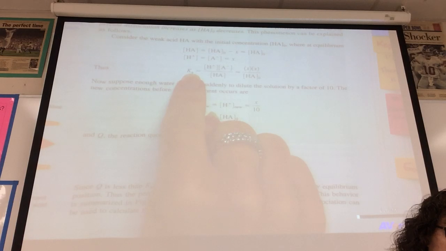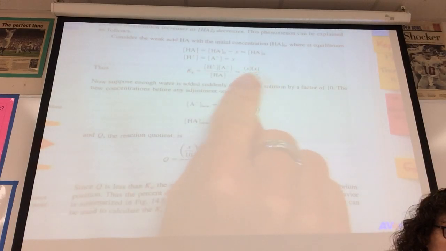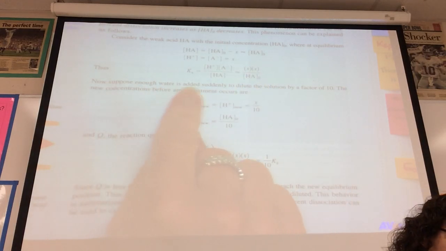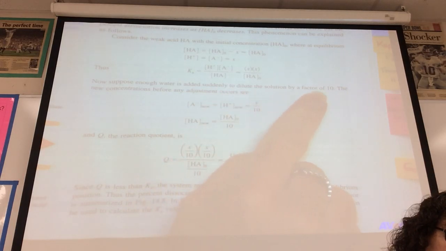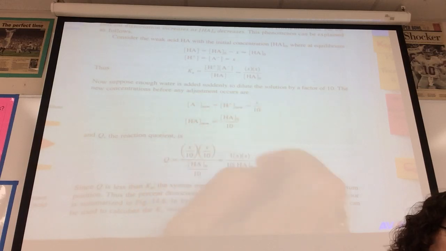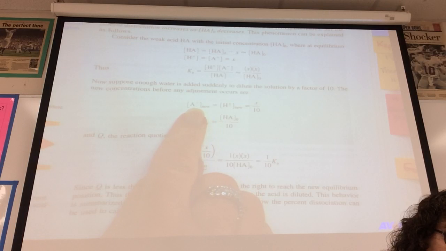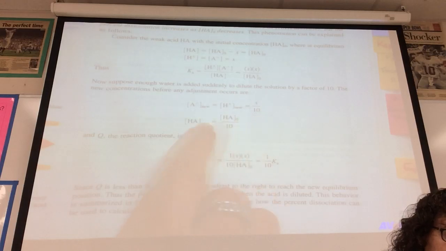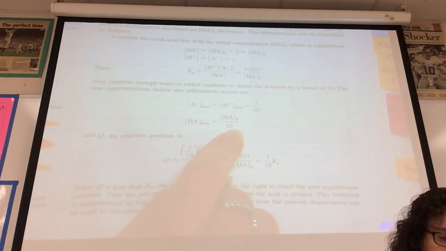here's your Ka expression. You're going to have Ka is equal to x squared over the concentration of weak acid. It says, now suppose enough water is added suddenly to dilute the solution by a factor of 10. The new concentrations before any adjustment occurs are: the new concentration of both the conjugate base and proton or hydronium ion is diluted by a factor of 10, so whatever you started with divided by 10. And the concentration of the weak acid is also diluted by a factor of 10, correct?